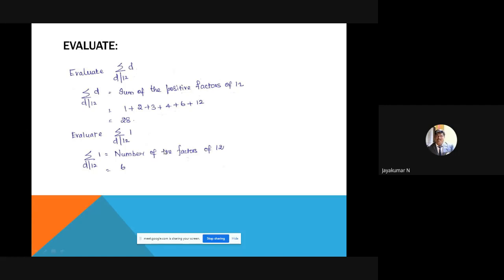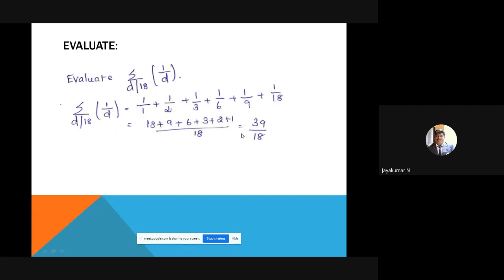So there are 6 factors of 12, because 12 is divisible by 1, 2, 3, 4, 6, 12. So there are 6 factors of 12. Okay, then this is another summation: sigma, sum the value of 1 by D, where D is the divisor of 18.